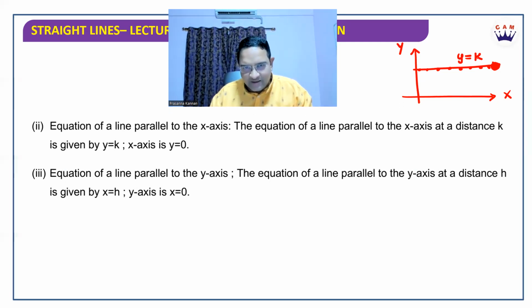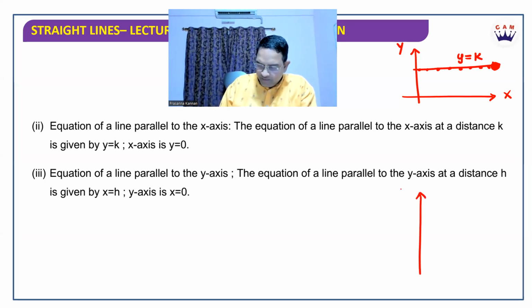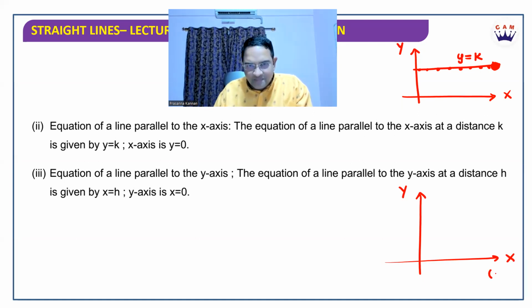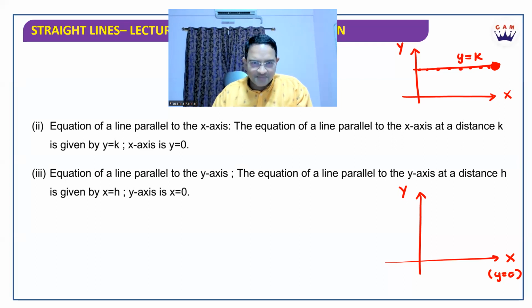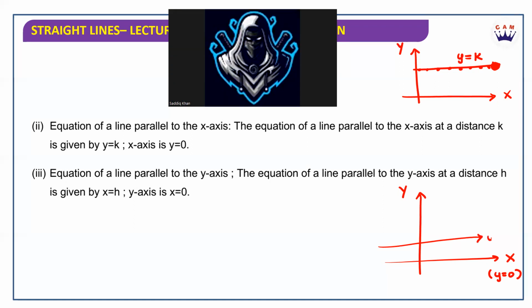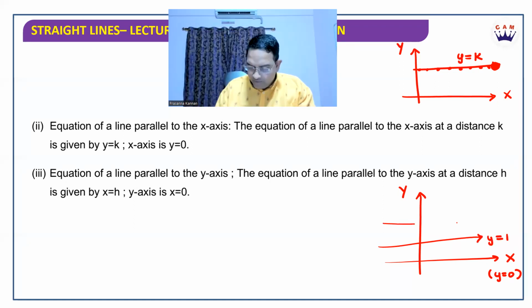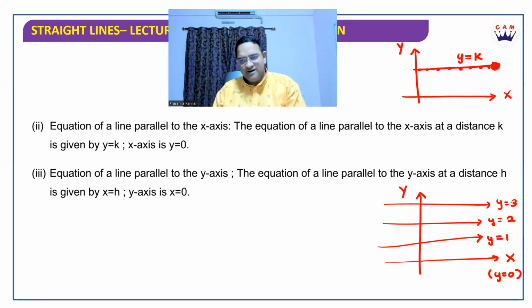Are you able to visualize that? This is my y-axis, this is my x-axis. What is the equation of x-axis? Y is equal to 0. Give me the equation of another line which is parallel to x-axis. Y equal to 1, y equal to 2, y equal to 3, y equal to 2.5, whatever, right?